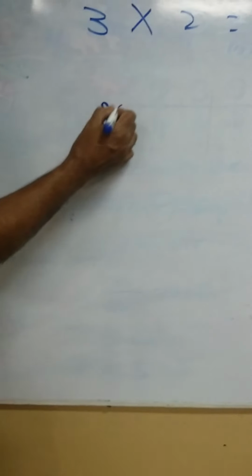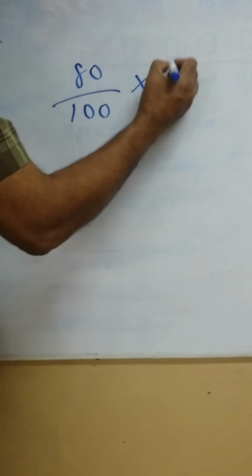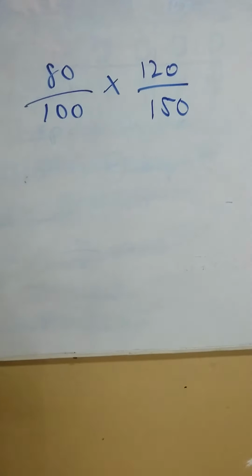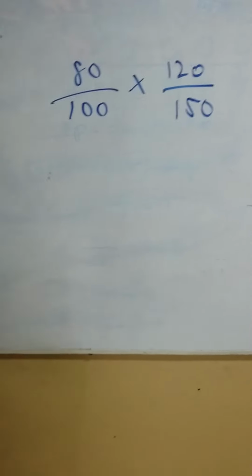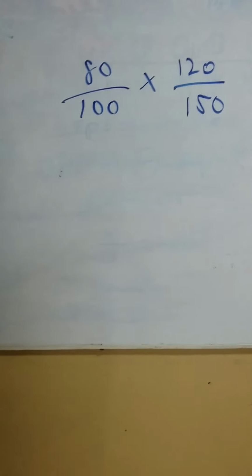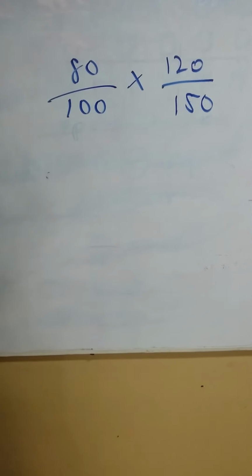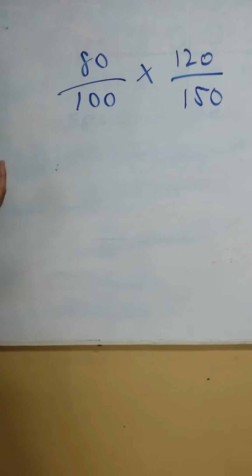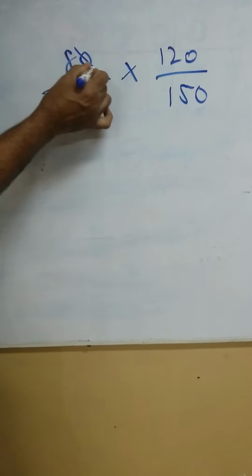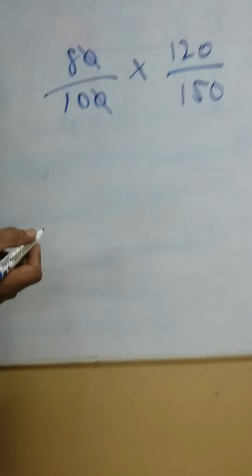Let's try another one. Suppose I had 80 over 100 multiplied by 120 over 150. Alright, this is easy, okay, because we see numbers ending with zeros, so we know that they are factors, right? A factor of it will be 10, so we divide by 10, and it's very easy to divide by 10. When we are dividing by 10, we just take off a 0, yeah? So look at this now.